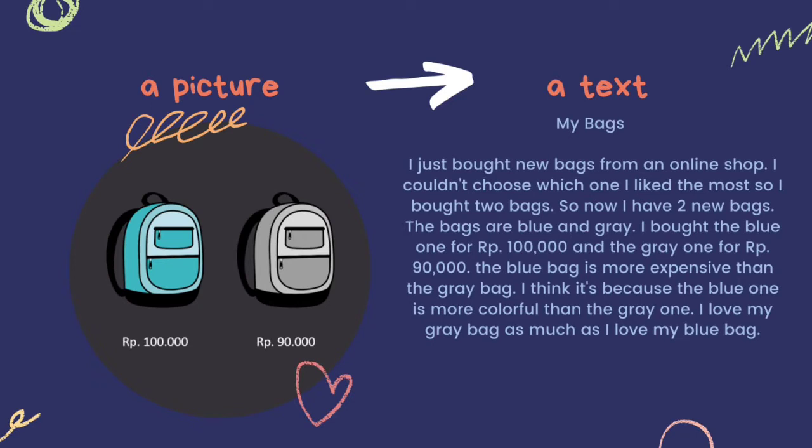I just bought new bags from an online shop. I couldn't choose which one I liked the most, so I bought two bags. So now I have two new bags. The bags are blue and gray. I bought the blue one for a hundred thousand rupiah, and the gray one for 90,000 rupiah. The blue bag is more expensive than the gray bag. I think it's because the blue one is more colorful than the gray one. I love my gray bag as much as I love my blue bag. Okay, good job. Thank you, Surya.